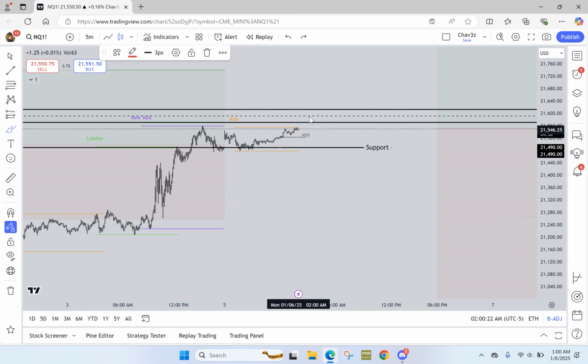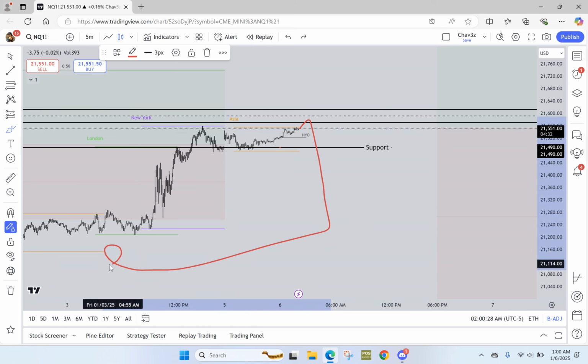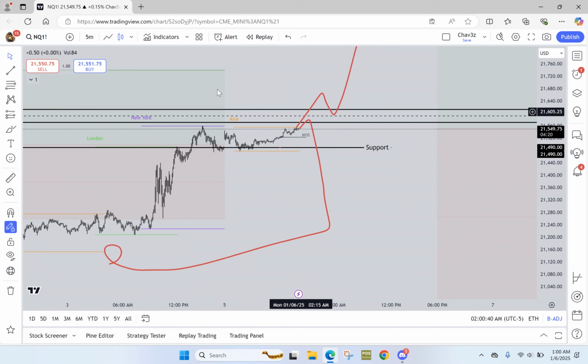Number 1, we do not cross 587 and we drop down to previous day low. Number 2, we trade above the 4 hour fair value gap, come back and retest during London, which is about to open up in like an hour or two, and we attack the highs of the previous days.